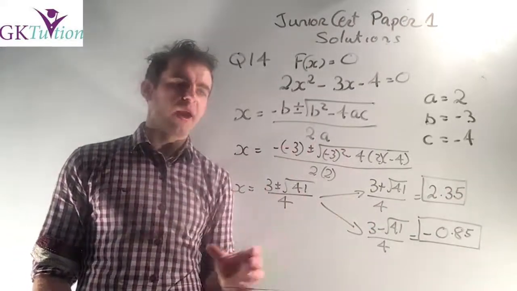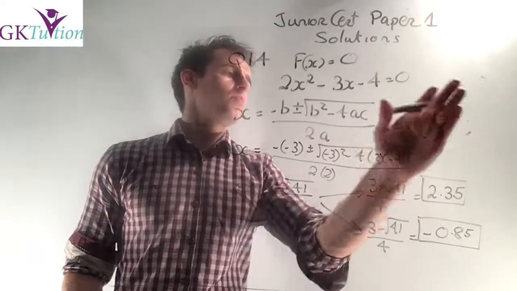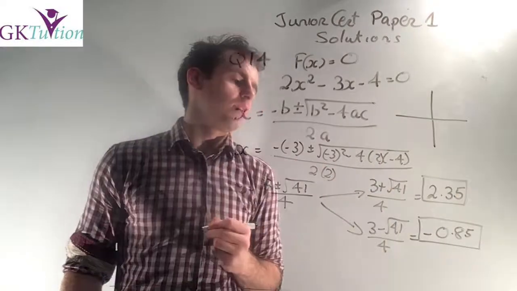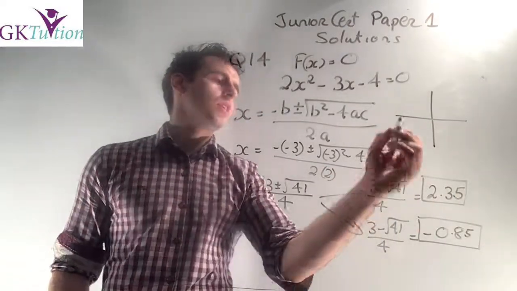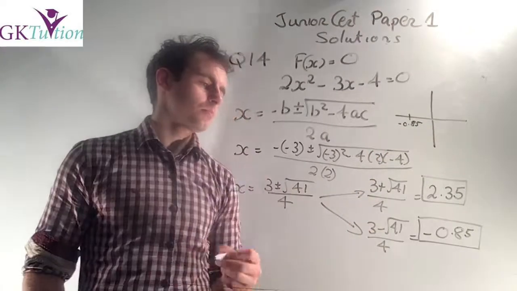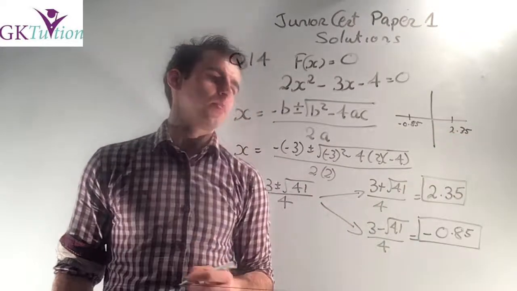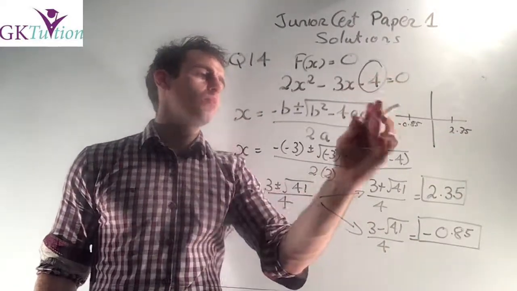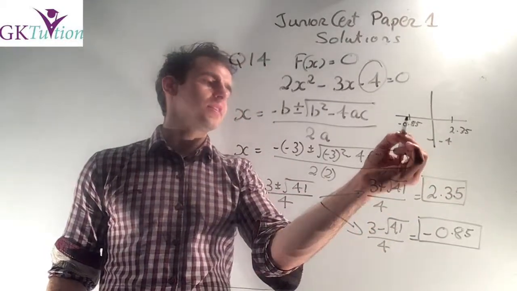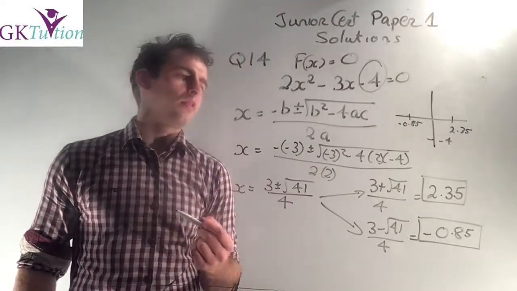That's the marks going for part A. Well, now let's consider part B. For part B, now you've identified your roots, you should be able to draw yourself a nice sketch. I know that it intersects the x-axis at minus 0.85 and plus 2.35, and it intersects the y-axis at minus 4.